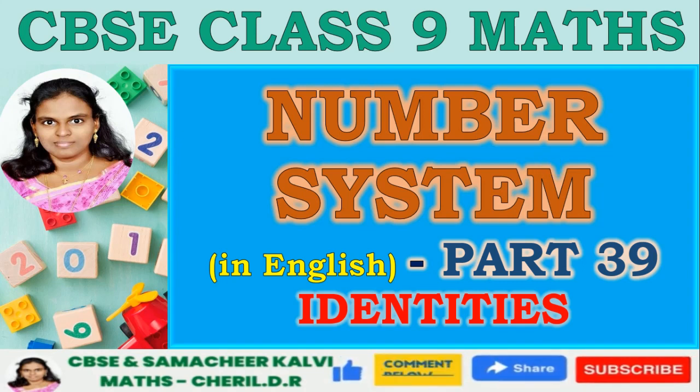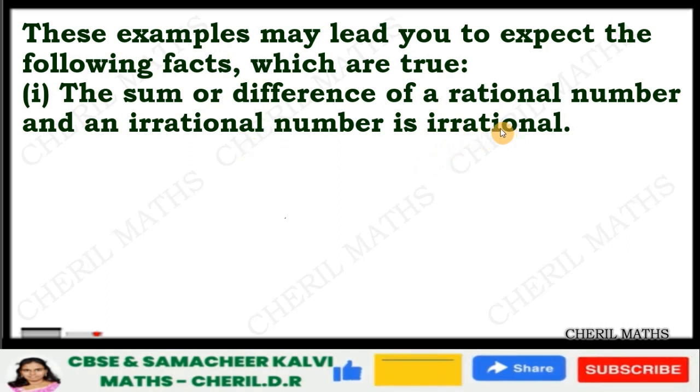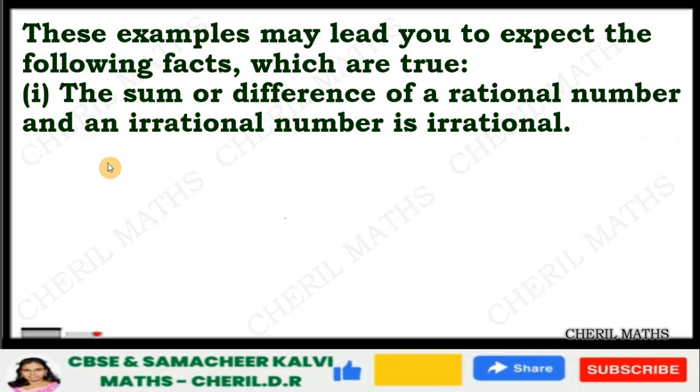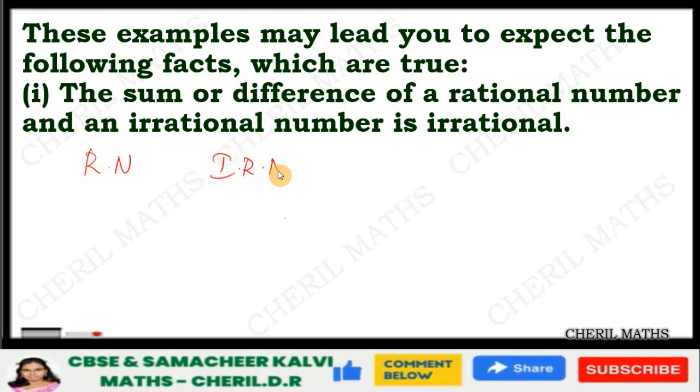Here we are going to learn a few identities relating to square roots. Before that, we will learn a few facts relating to rational and irrational numbers. Look at the first fact: the sum or difference of a rational number and an irrational number is irrational. That means if you have a rational number and an irrational number, the sum or the difference will always be an irrational number. Is it clear, children?